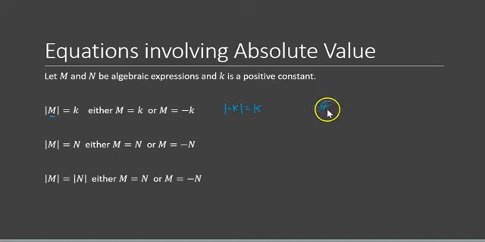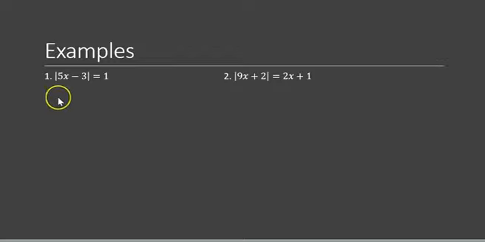Let me give a simple example. If I ask you what's the absolute value of x and that value is equal to 3, then x is either equal to 3 or x is equal to negative 3. So let's have more complicated examples here.